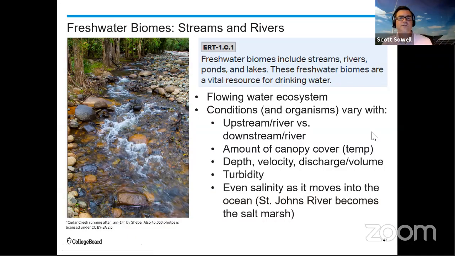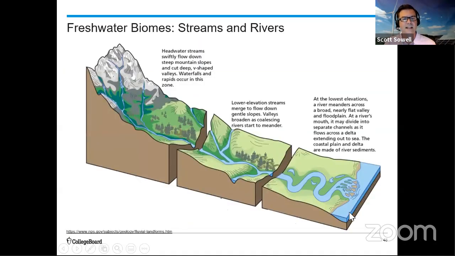So I live here in Jacksonville, Florida, and we have the St. Johns River, which flows north and then kicks right into the Atlantic Ocean here in Jacksonville. And we can notice an increase in salinity as it gets closer and closer to the ocean. So not all streams and rivers look the same. And in fact, topography is one of the big factors that'll do that.